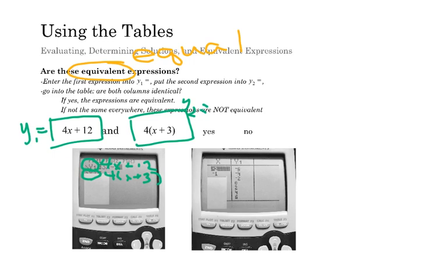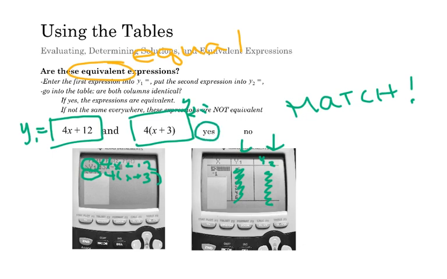And now we're asking ourselves if in the table are both columns identical. Okay, does everything in y1 match up with everything in y2? In this case, they match, which means yes, they are equivalent. Equivalent expressions are expressions that have the same value everywhere, no matter what you plug in for x.